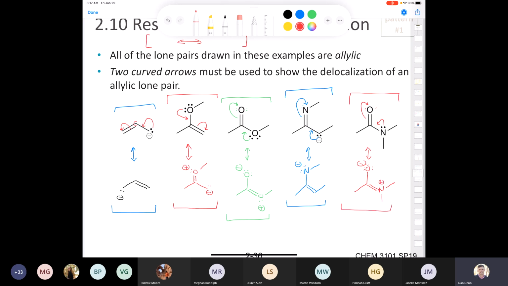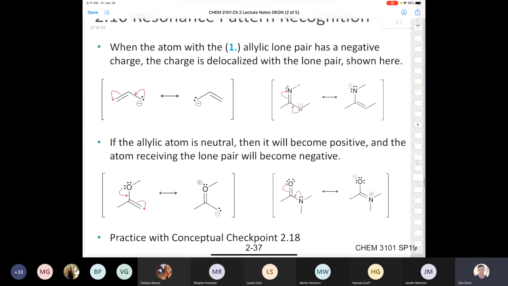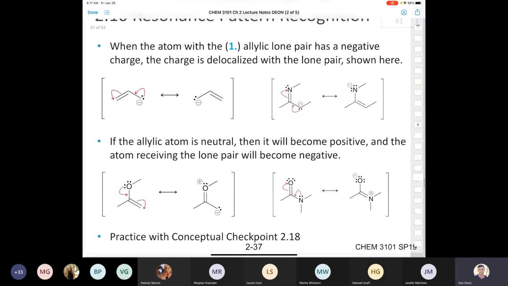Now notice again that the charge of the initial resonance contributor for all of these is maintained when we draw the other resonance contributor, when we show the delocalization of the allylic lone pair, right? This one has a negative charge, so this has to have a negative charge, right? This one is neutral, so this one has to be neutral overall. All right, give me a thumbs up if you follow me on some resonance arrows, because we're going to keep looking at pattern number 1, but we're going to move on from here a little bit. Just reinforce some of the things that I've already said. Okay. All right.